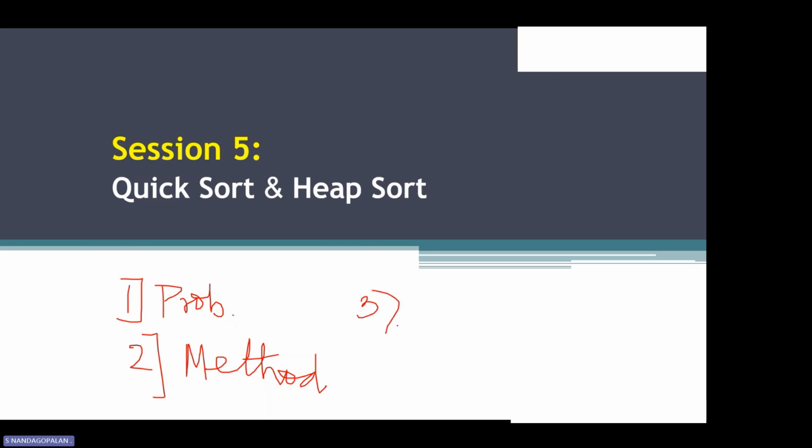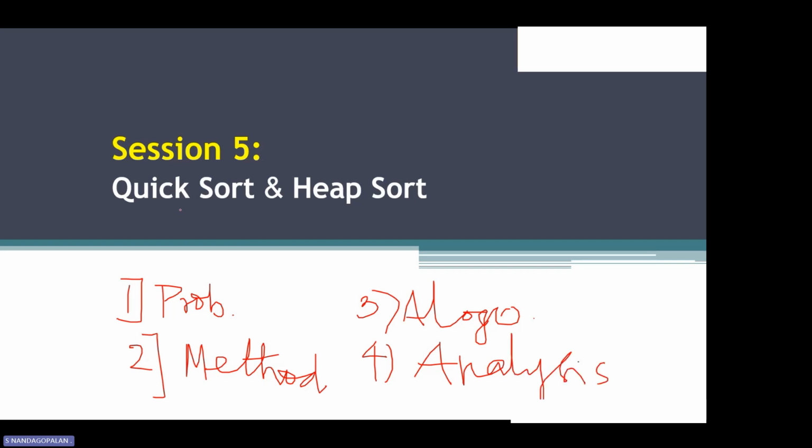The third one is the algorithm, right? So how do we design the algorithm for these two sorting techniques? Number 4 is nothing but your analysis. So what is the time complexity of these algorithms? For instance, for quicksort, the worst case is of the order of n square, and the average and the best case is n log n. Whereas for heap sort, in all the three cases it is n log n.